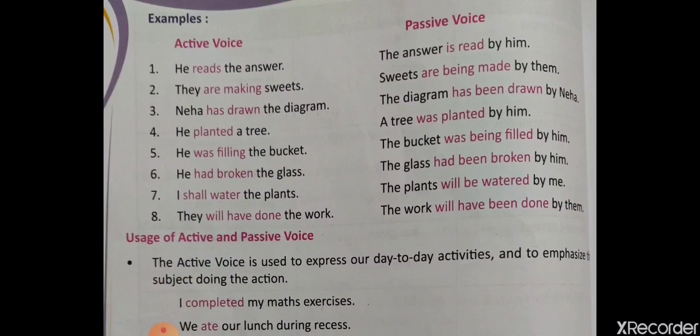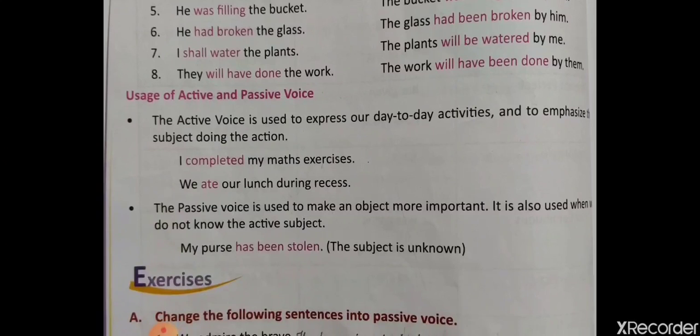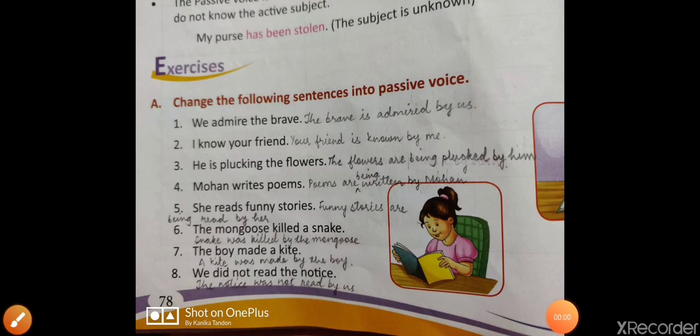Then usage of active and passive voice. The active voice is used to express our day-to-day activities and to emphasize the subject doing the action. Like I completed my maths exercise, we ate our lunch during recess. But passive voice is used to make an object more important. It is also used when we do not know the active subject. Coming on to the exercise.